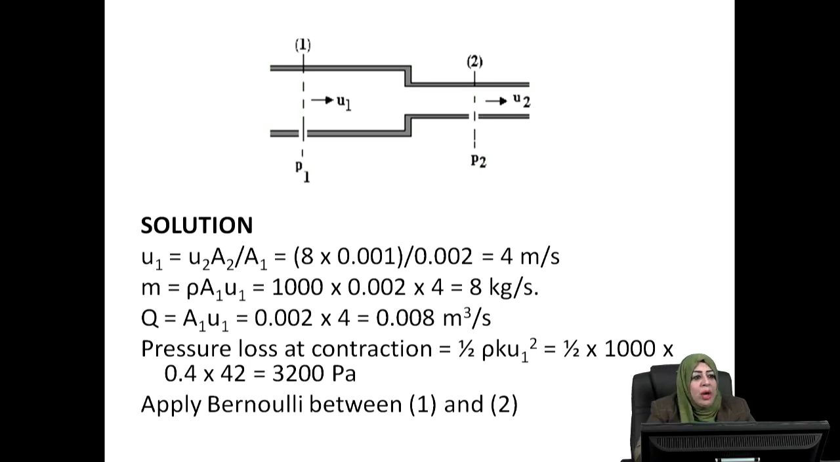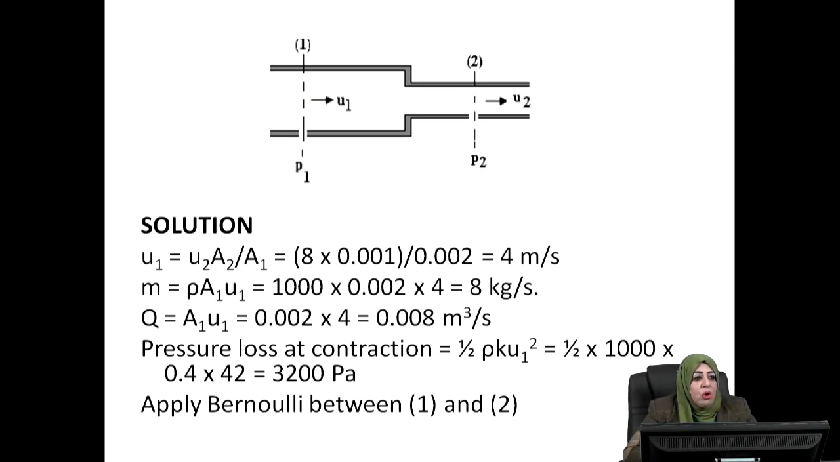Solution. U1 equal U2 A2 divided by A1. هو مطلوب من عندي انه احسب السرعة at point 1. حسبتها من قانون الديسشارج على اعتبار انه continuity equation تقول انه كمية الماء الداخلة at point 1 تساوي كمية الماء الخارجة at point 2. So U1 equal 4 meter divided by second.